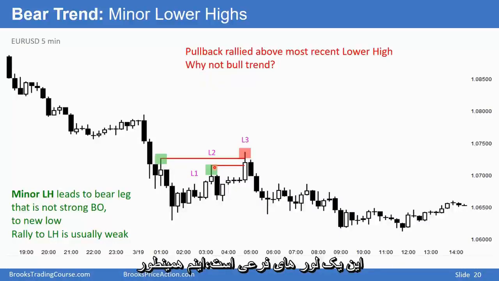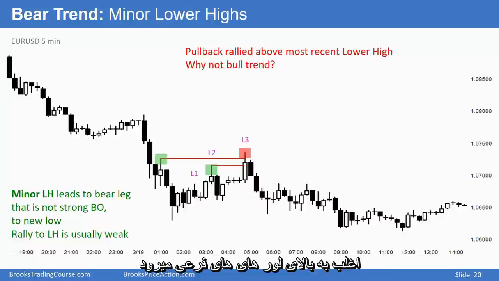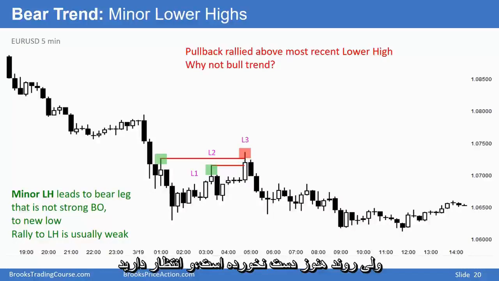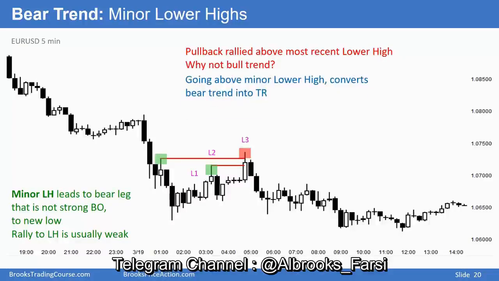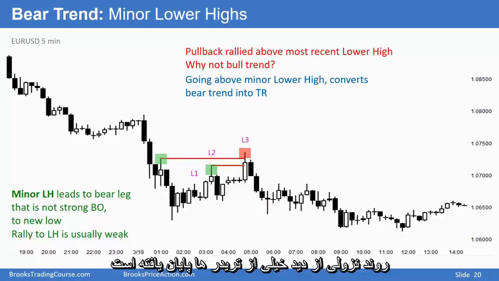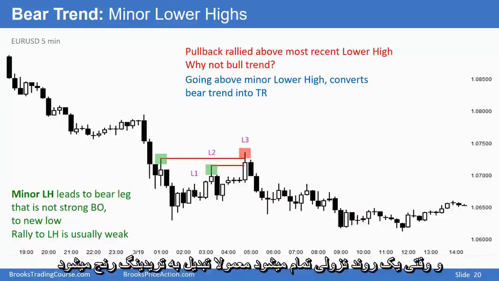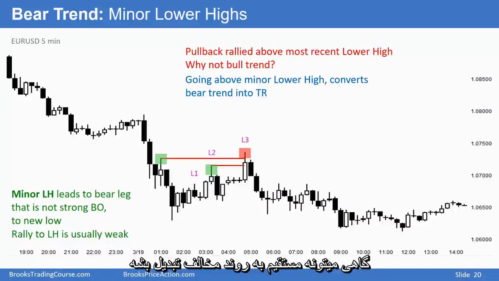This is, I think, a minor lower high, and this is a minor lower high. This is the major lower high. And when you're in a bear trend and it starts to get a pullback with a lot of bars, very often it goes above minor lower highs, but the trend is still intact and you expect another new low. If it goes above a major lower high, most traders would look at the bear trend as being over. And when a bear trend ends, usually it converts into a trading range. Sometimes it'll immediately convert into an opposite trend.